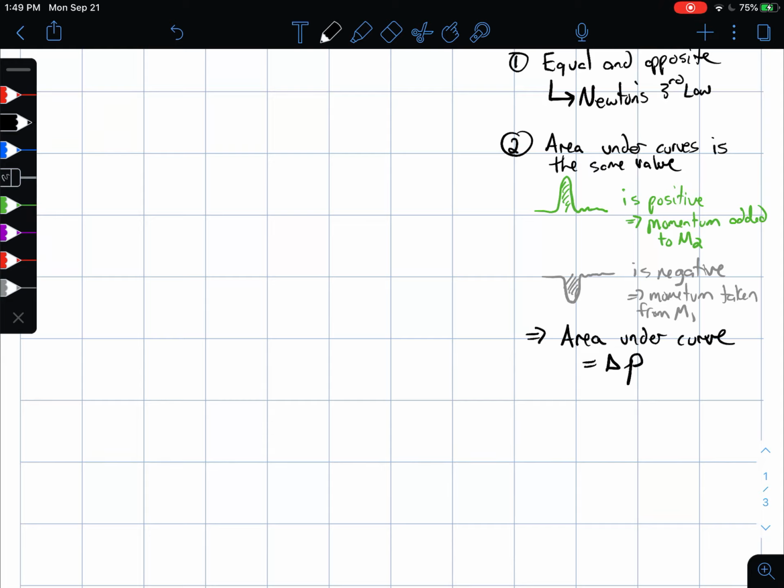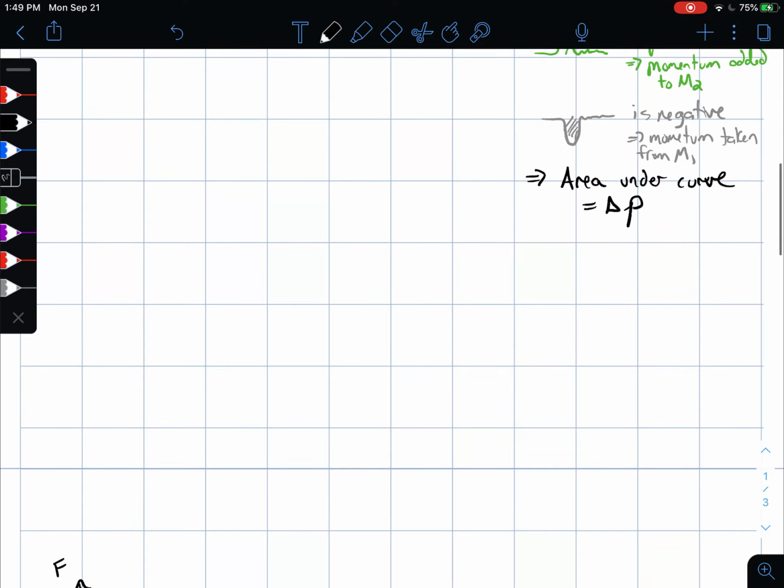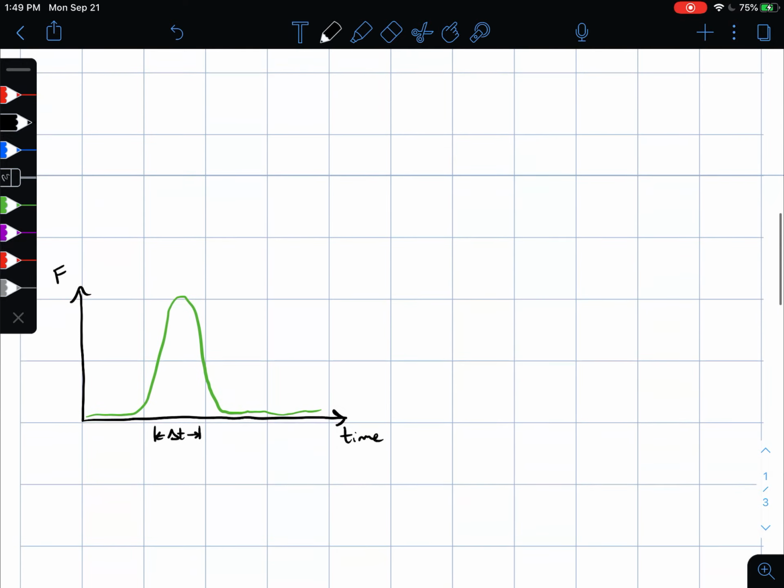All right, so I want to explore that a little bit further. And to do that, I've already got this sketch down here. Now, this is the force on M2. And you remember it looked something like this green curve. So the change in momentum of M2 is equal to the area of this curve. All right? Now, if I were to look at this and say the area of this curve, well, I guess it's all this stuff in here.